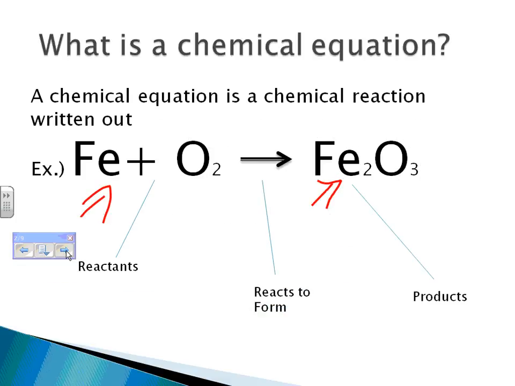Good start, Andrew. A chemical equation is a chemical reaction written out. On the left side of the equation are the reactants, and on the right side are the products. What's the arrow in the middle mean? Well, Andrew, the arrow in the middle means simply reacts to form or yields.